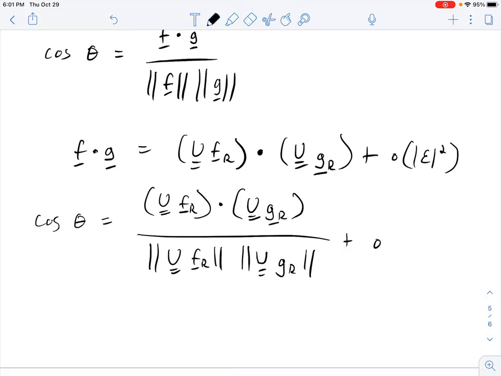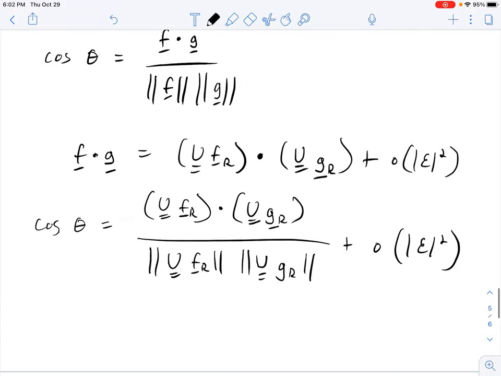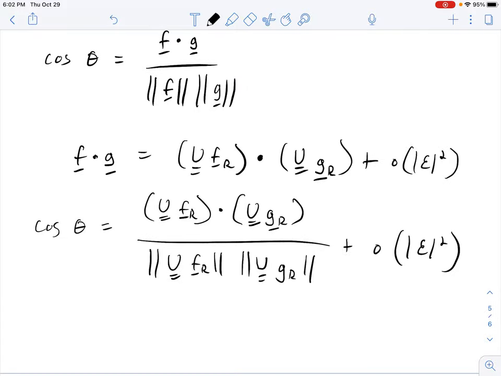And that is plus things that go to zero faster than epsilon squared, because in the denominator you have this term and this term multiplying. So even if you add on to them things that go to zero fast, these remain the dominant terms there. Whereas in the numerator, the extra terms get divided by something that stays that big. So that's why it's that way. All right, well, if the cosine of the angle goes that way, we can see that the cosine of the angle between FR and GR goes the same way, except without any of the U's.